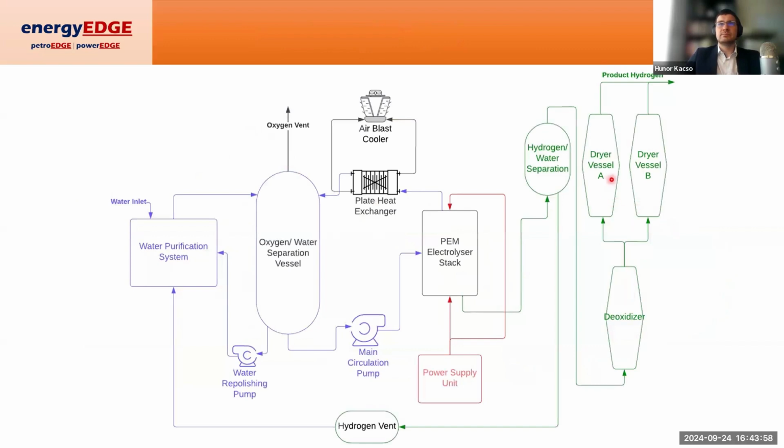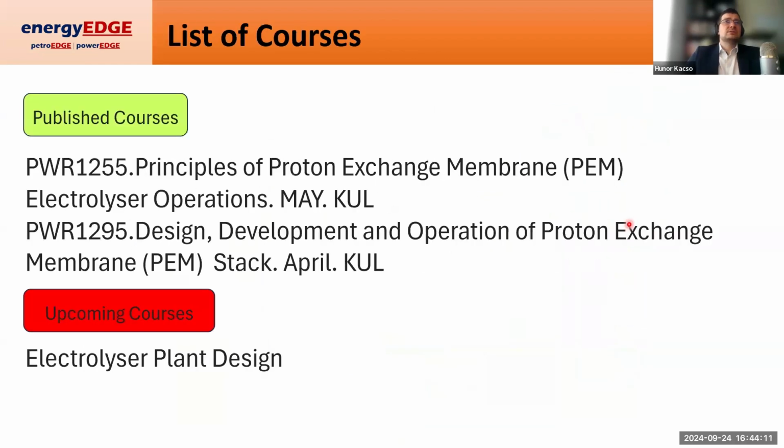So for the refrigerant cooler, we are going to be cooling down the heat exchanger for dry vessel A and dry vessel B. Okay, so with that, we'll jump right into the questions.